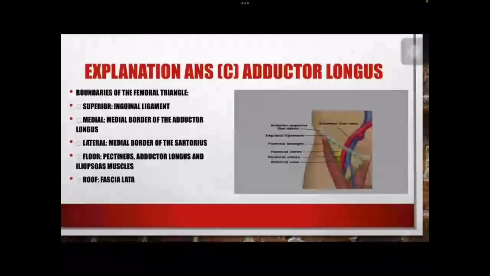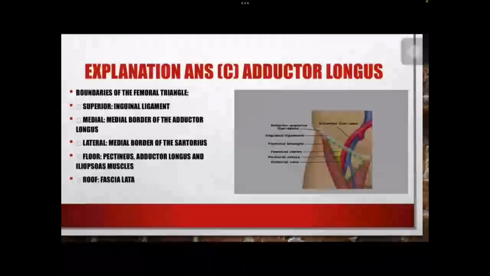Okay, yes, it's correct. So the femoral triangle, as you can see in this diagram, is a triangular depression situated just below the inguinal ligament. And the inguinal ligament is a continuation of which muscle? It is the external oblique aponeurosis. Yes, very good. It's a continuation of the external oblique muscle aponeurosis.